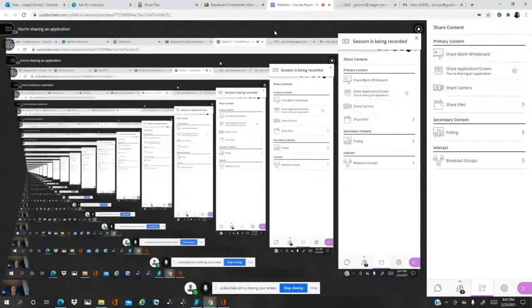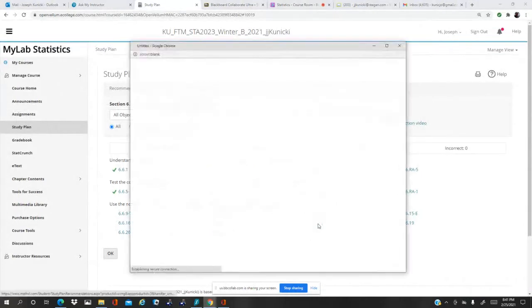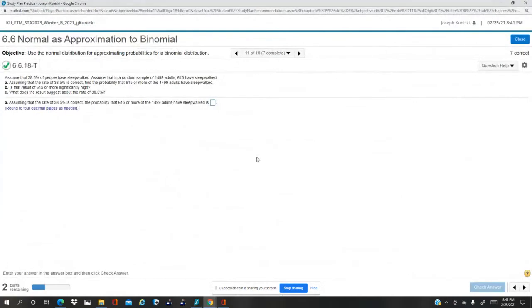Okay, so this is an update for problem 6618. Let me open it up. I will expand it. So this is a normal approximation to the binomial.